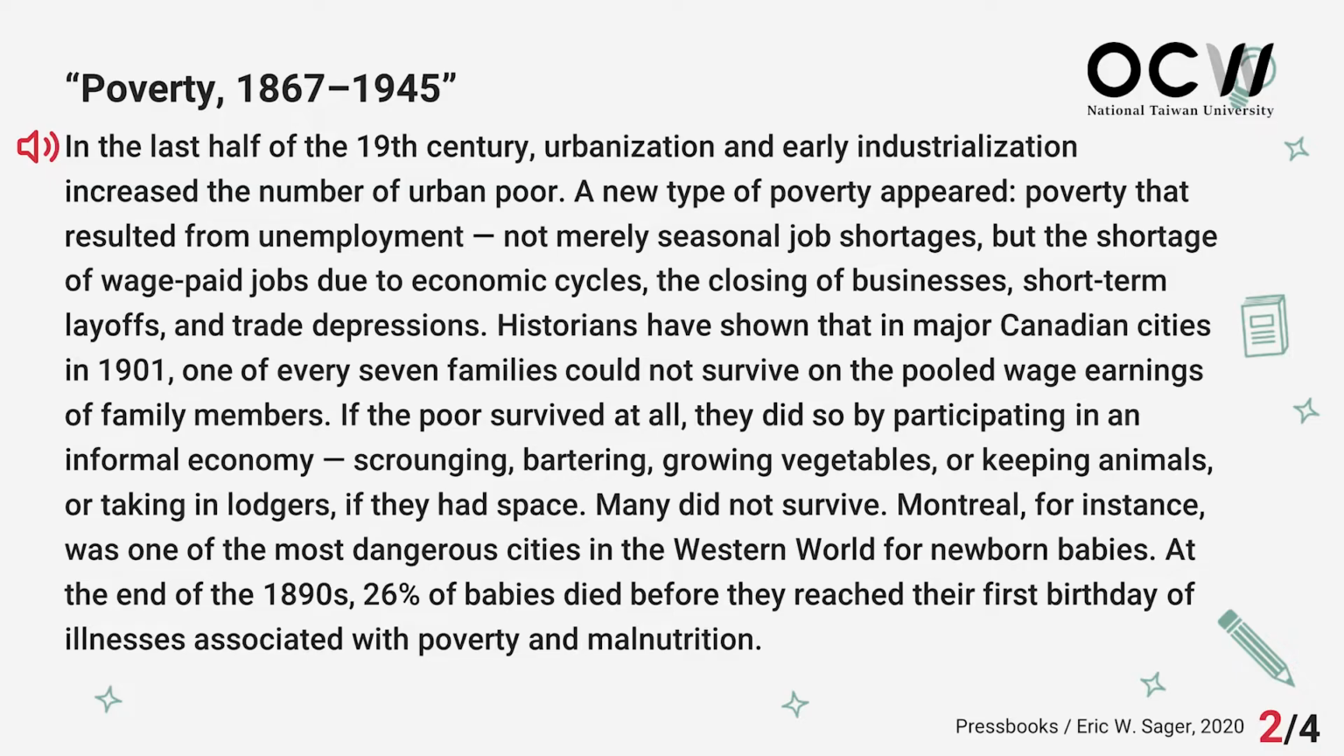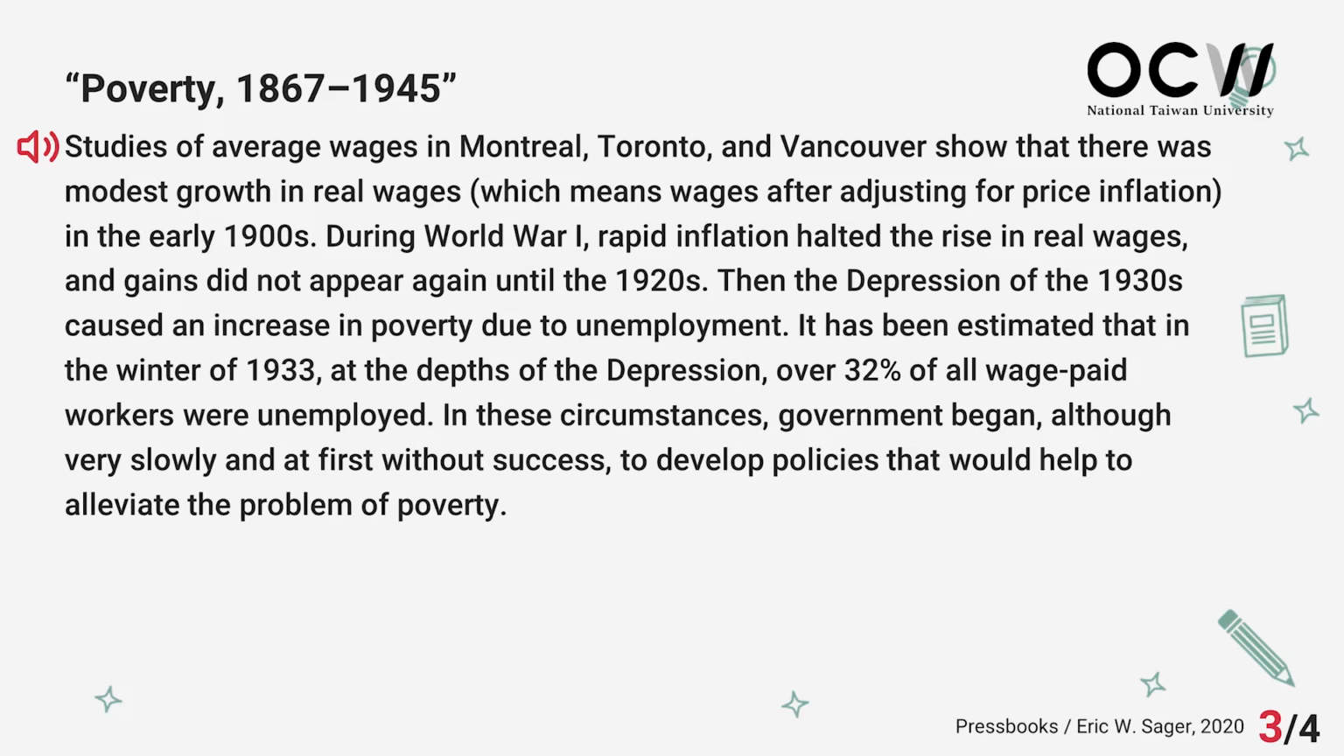If the poor survived at all, they did so by participating in an informal economy. Scrounging, bartering, growing vegetables, or keeping animals, or taking in lodgers, if they had space. Many did not survive. Montreal, for instance, was one of the most dangerous cities in the Western world for newborn babies. At the end of the 1890s, 26% of babies died before they reached their first birthday of illnesses associated with poverty and malnutrition.